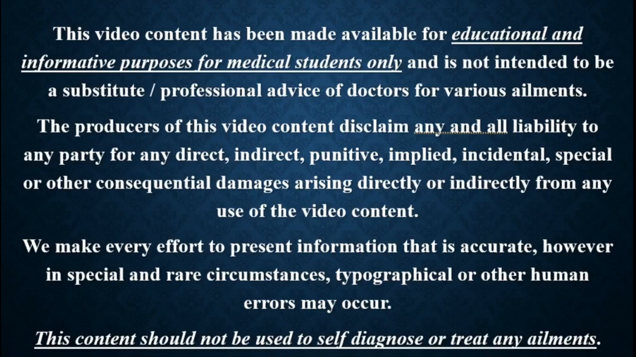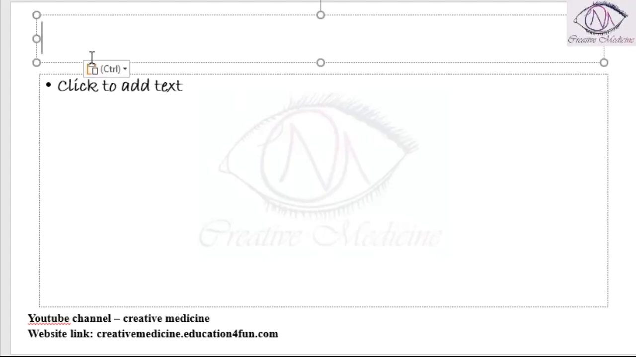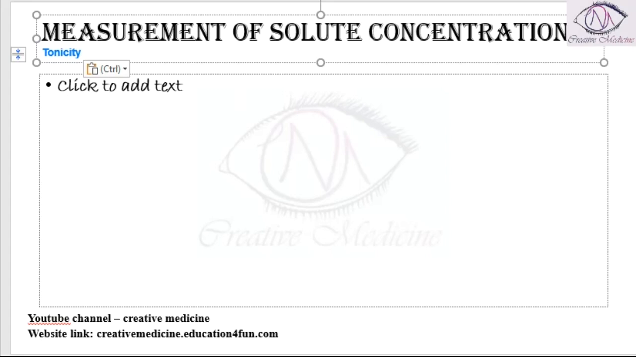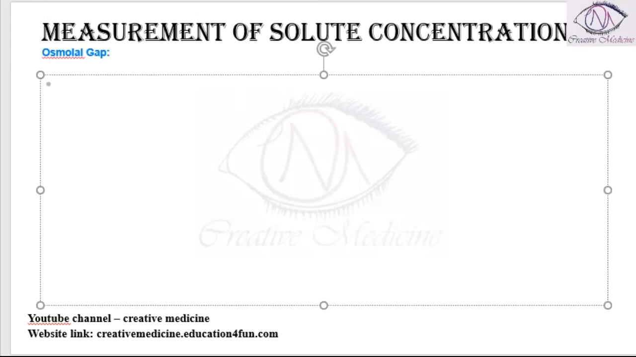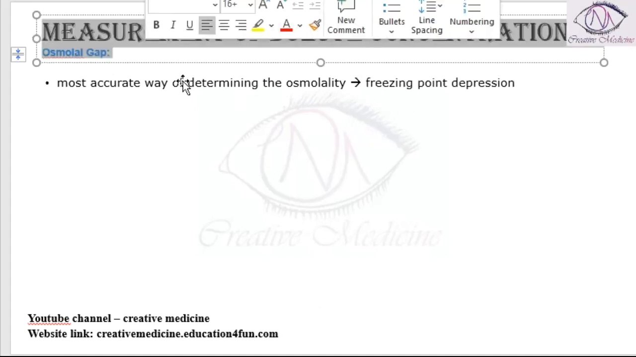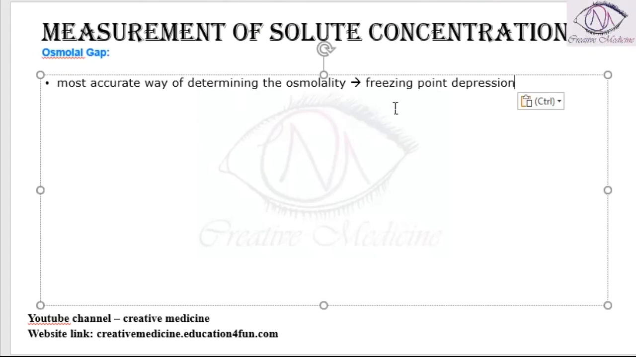In this lecture, we will learn about the measurement of the solute concentration. In this measurement, most important is osmolar gap. Osmolar gap is actually an accurate way of determining the osmolality. The most accurate way of determining the osmolality is by the freezing point depression.